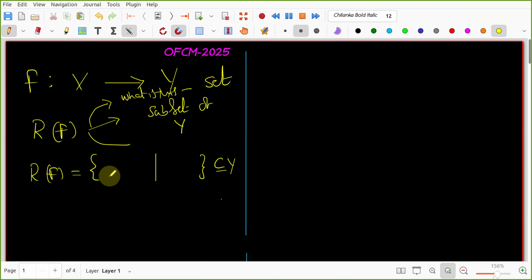y belongs to Y such that for all x belongs to X, f of x equals y. That's what you told, right? y equals f of x. So how many of you agree this is the definition of range of f?